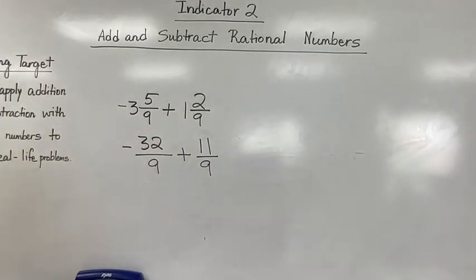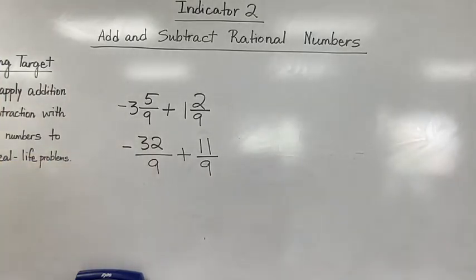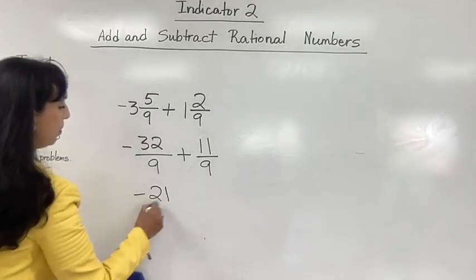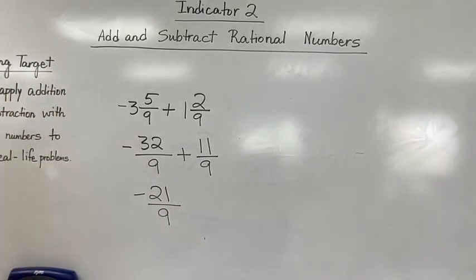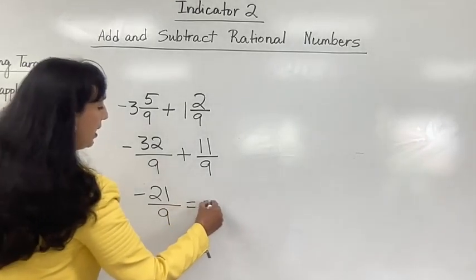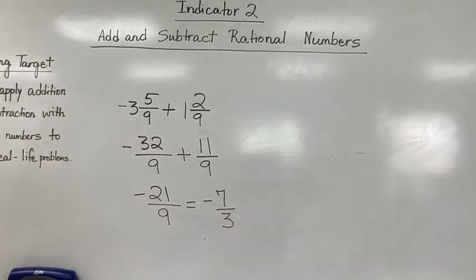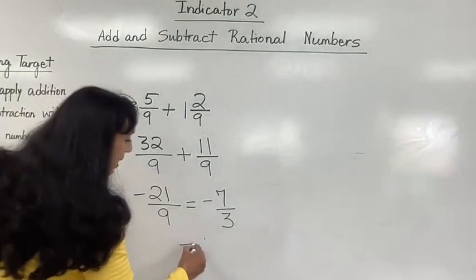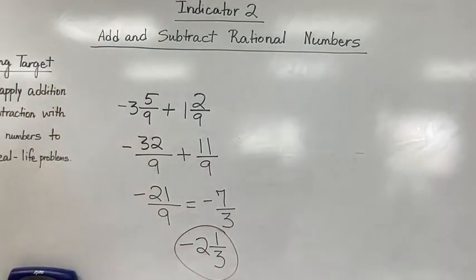Okay. And now opposite signs. So this is minus, this is plus. So 32 minus 11. And that's going to give me negative 21 over 9. All right. And then if I simplify this, I know that 9 and 21 are both divisible by 3. So this is going to give me negative 7 over 3. All right. And so when I convert this back into a mixed number, it is going to be negative 2 and 1/3. And that is going to be my answer.